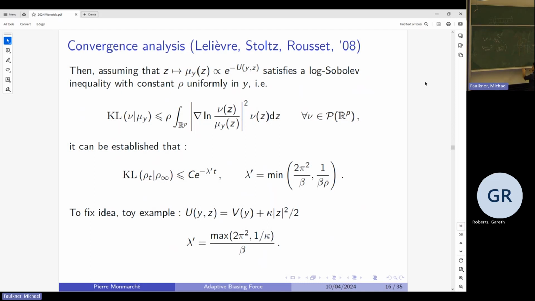Somehow it also tells you what should be a good reaction coordinate. A good reaction coordinate, or a good collective variable, is a variable for which rho is small. So it's a collective variable such that, conditionally to that, the mixing of the other orthogonal coordinates is fast, which sometimes cannot be the case. So here are some bad situations. First bad situation.